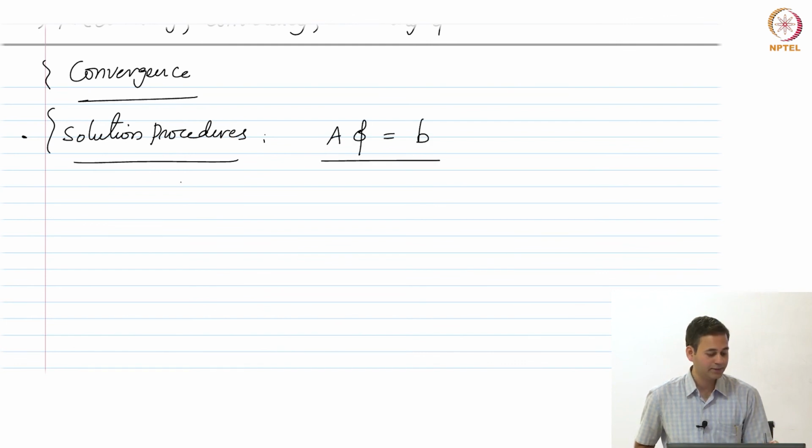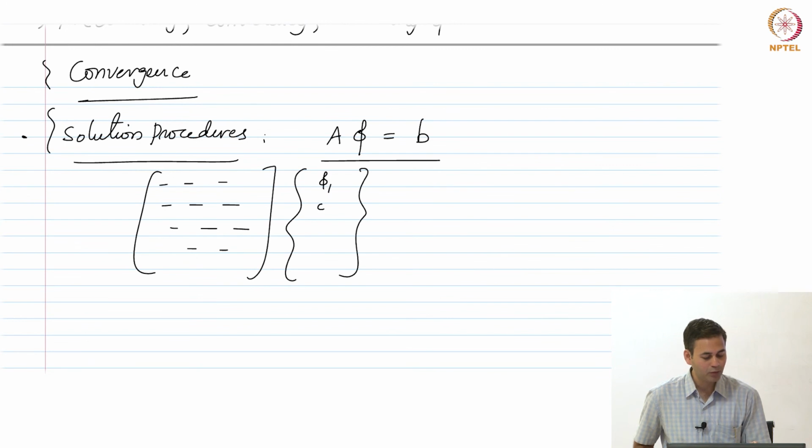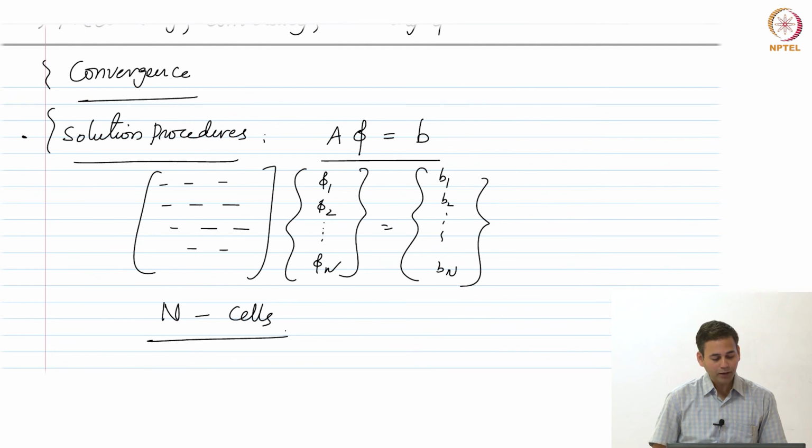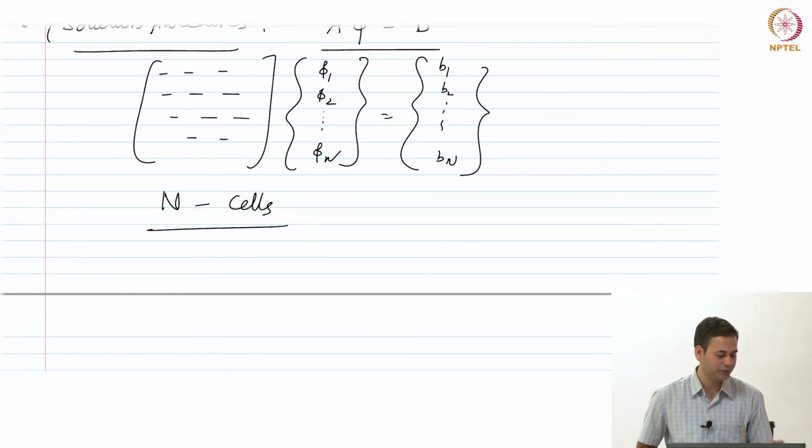We have a system, a matrix which has some coefficients, times φ1, φ2 and so on, φn, equals something on the right hand side that is known, that is B1, B2 and so on up to Bn, where n could be the number of cells you have. Fine. So this is what we have. What would be the typical characteristics of this equation? What will be the general features of this matrix maybe?